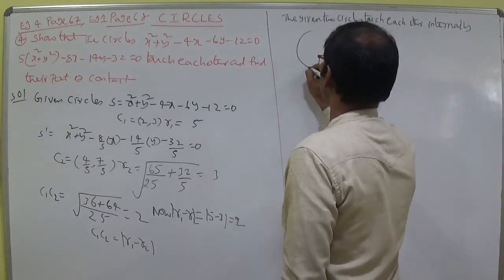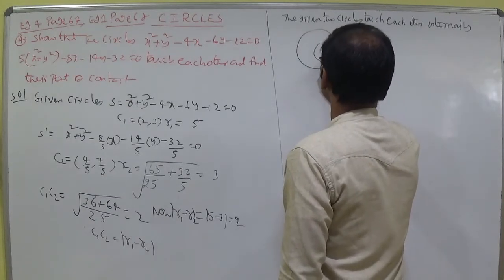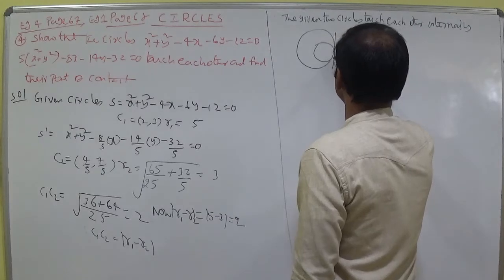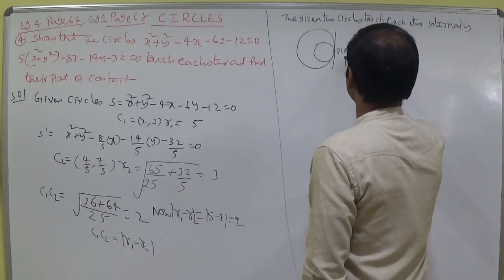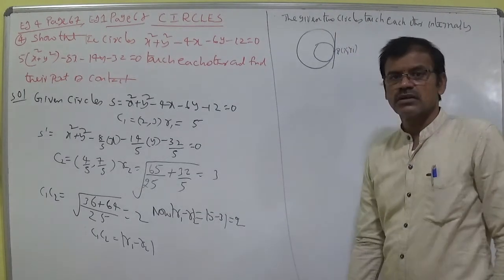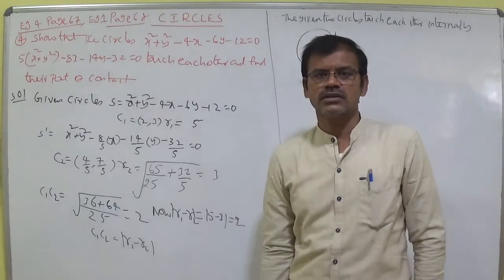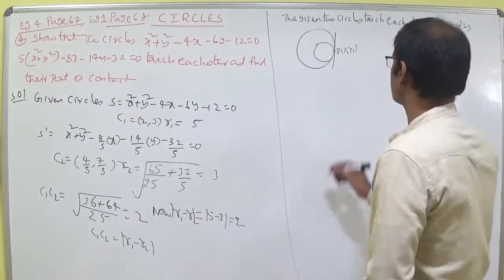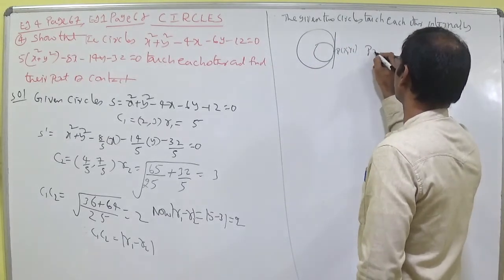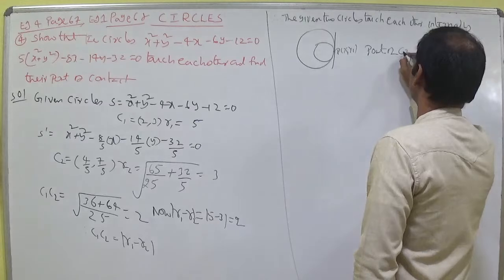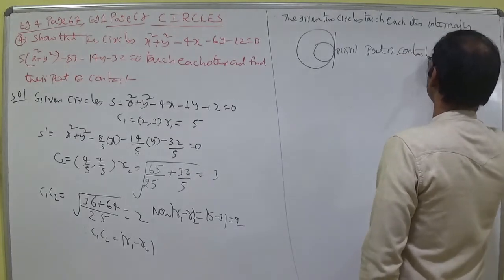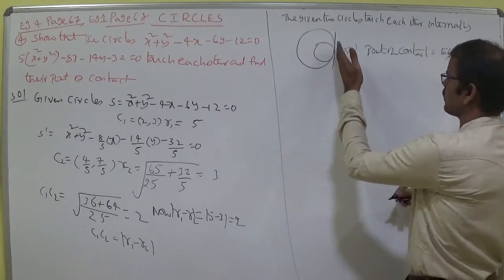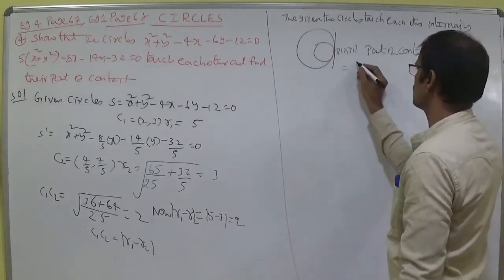This is the diagram. The given two circles touch each other internally. This is the common tangent and this is the point of contact P(x1, y1). I said that if the two circles touch each other internally, then to calculate the point of contact, we should use the ECS, external center of similitude. Point of contact is equal to ECS. ECS means external center of similitude because the point of contact is outside of both circles.